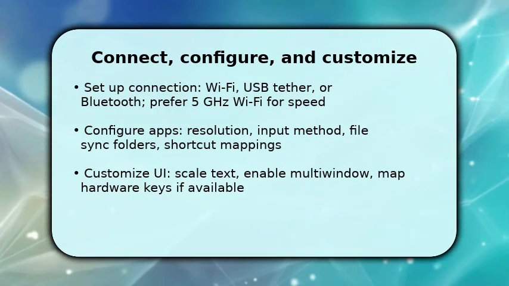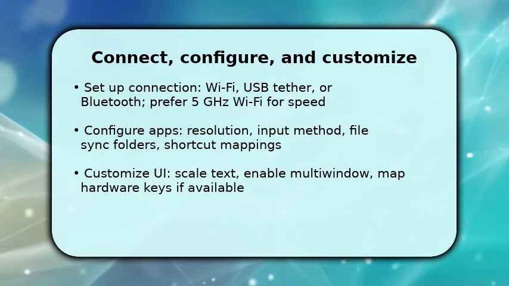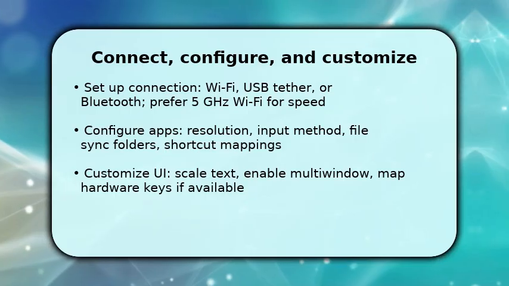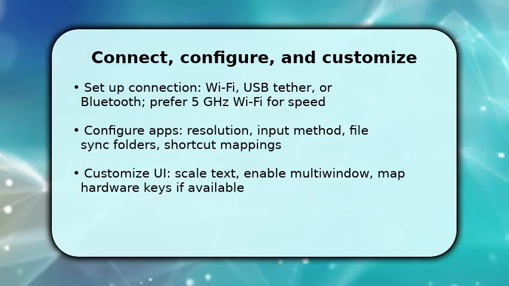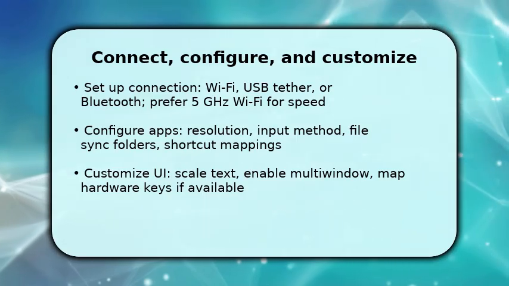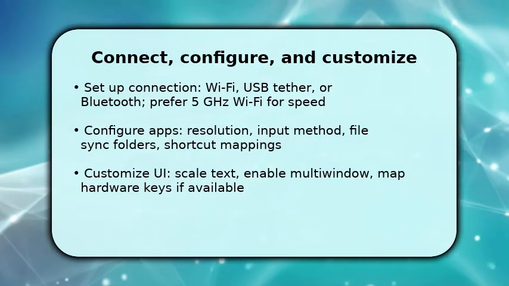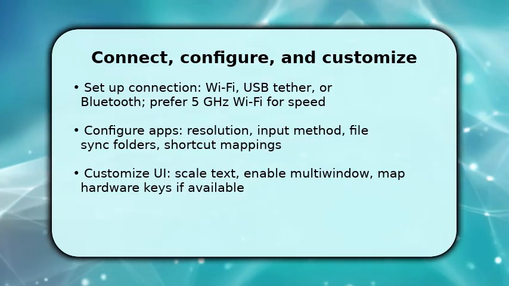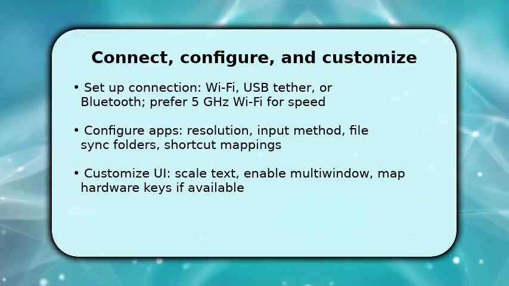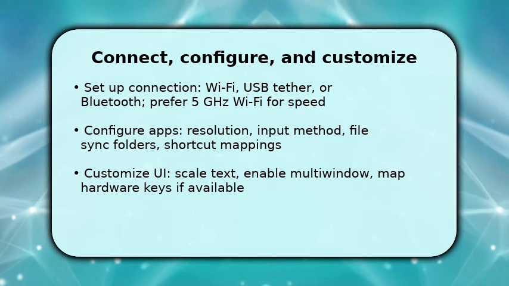Once connected, choose the best transport: 5 GHz Wi-Fi for low latency, USB for stability, or Bluetooth for simple input. In your remote or virtualization app, set resolution and frame rate to balance clarity and battery use. Then map input methods and keyboard shortcuts so copy/paste and Alt-Tab work. Make folders sync between cloud and local storage to access files quickly, and customize display scaling and multi-window behavior to make apps act like desktop counterparts.